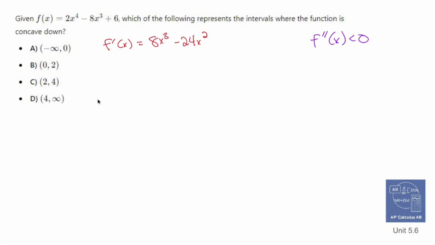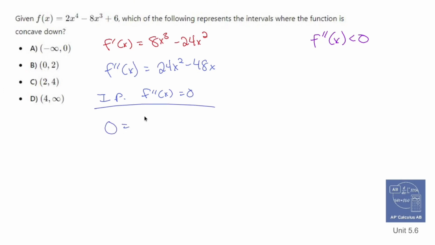The second derivative is going to be power rule again, and that's going to be 24x squared minus 48x. Now what I need to do is find the inflection points, and the inflection points exist when the second derivative is equal to 0. So let's take this and set it equal to 0. 0 equals, let's factor out not only a 24 but also an x. So 24x times the quantity x minus 2. So my inflection points are going to be x equals 0 and x equals 2.